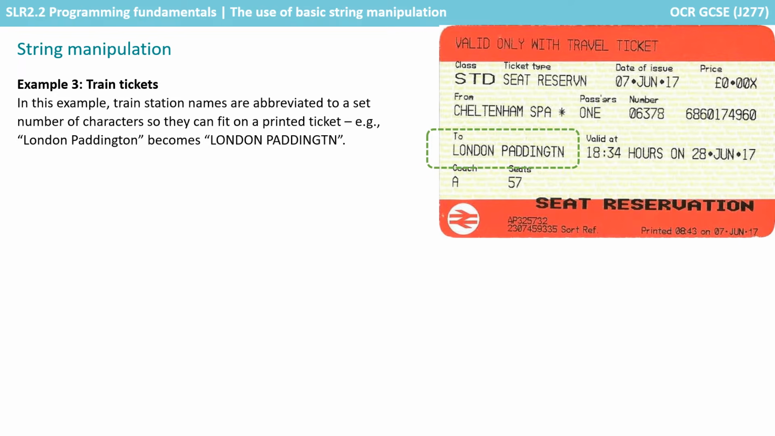Consider the situation of a train ticket. In this example, train station names have to be abbreviated to a set number of characters so they can fit on a printed ticket. With long train station names, for example London Paddington, the string would need to be manipulated, so we end up with London Paddingtn, and again this would be an example of string manipulation.